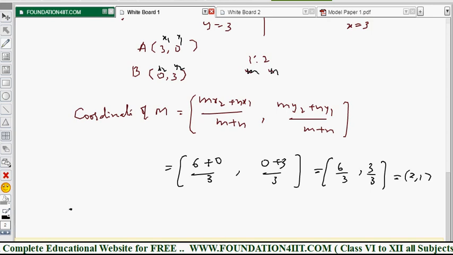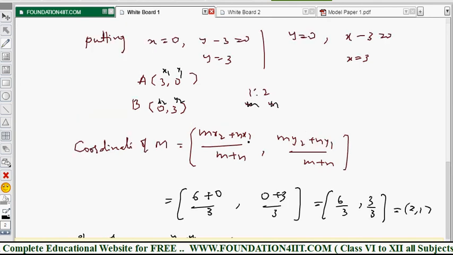Then the slope of AB. The slope formula is y2 minus y1 by x2 minus x1. You apply that: 3 minus 0 by 0 minus 3, that is minus 1. If the slope of AB is minus 1, then the perpendicular slope is plus 1. Okay.